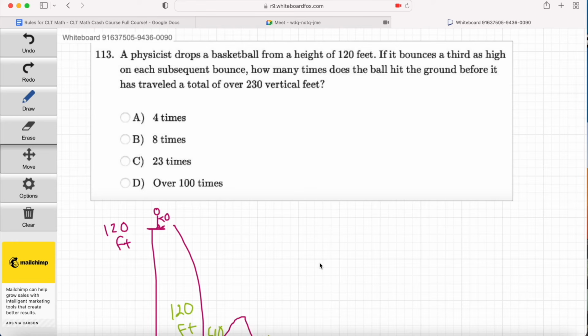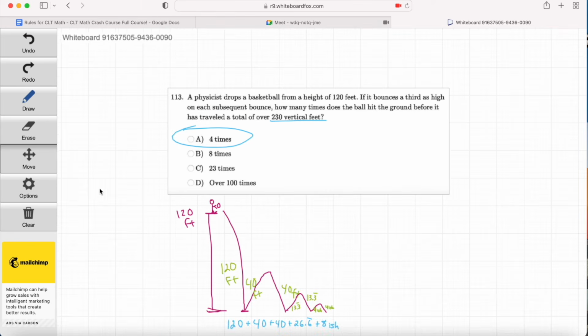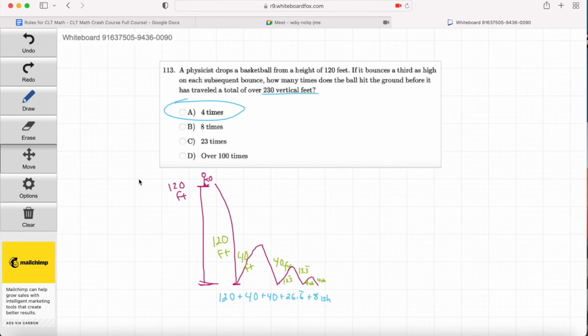But they want to know how many times does it hit the ground before it's traveled a total of over 230 vertical feet. We've got it at 4, right? We've traveled over 230 vertical feet, and that's the question, at 4. It's answer choice A. Any questions about that? Nope. Okay. Draw a picture. You've got to think about the question the right way. You've got to conceptualize it the right way. And here again, we didn't even have to calculate precisely what a third of 13.3 repeating was. We didn't have to worry about that.